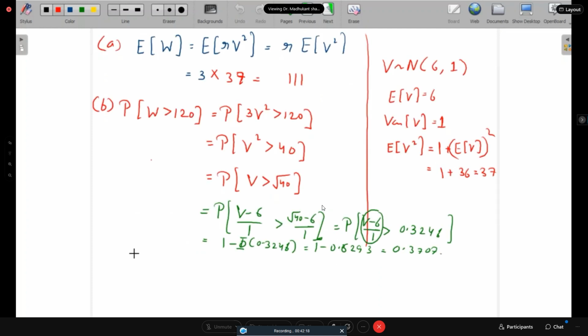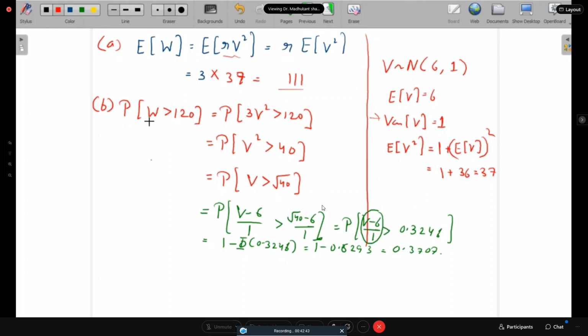So here it is. The expectation of W is equal to the expectation of R times V square, and R is 3, taken out. And the expectation of V square, how will you identify? By using the variance formula. The variance of x is nothing but the expectation of x square minus mean square. So that's going to be used here. Okay. So I hope this can be done.